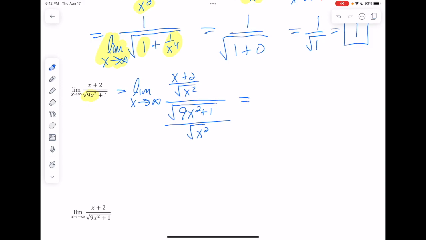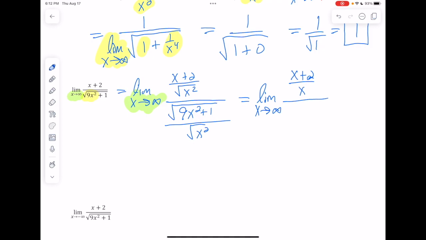Well, x is positive here because we're approaching positive infinity with the x, so that tells us that x is positive. When that's the case, the square root of x squared is x. So what are we looking at? We're looking at it in the top, x plus 2 over x.